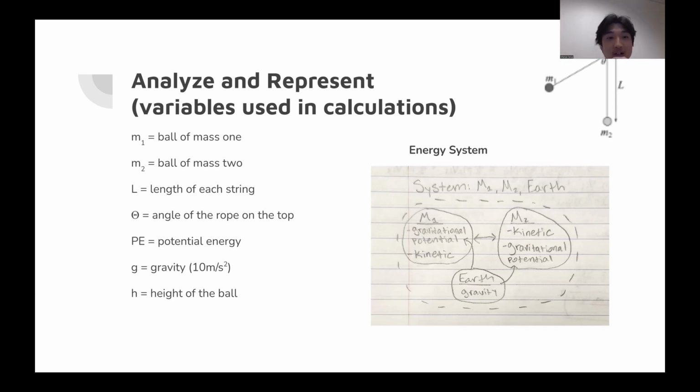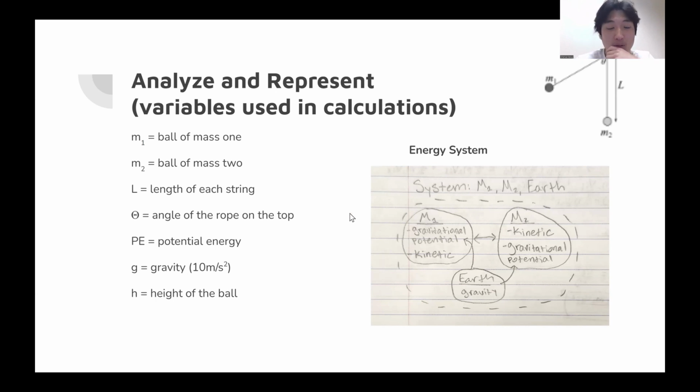All right, so in the equations that we are going to show you soon, we're going to have some variables for each of our masses. M1 is going to be the mass of ball 1. M2 is going to be the mass of ball 2. L is going to be the length of the string for both of them, and we know the length is going to be equal. Theta is the angle of the rope on the top. P is going to be our potential energy. G is going to be gravity like always, and H is going to be the height of the ball.